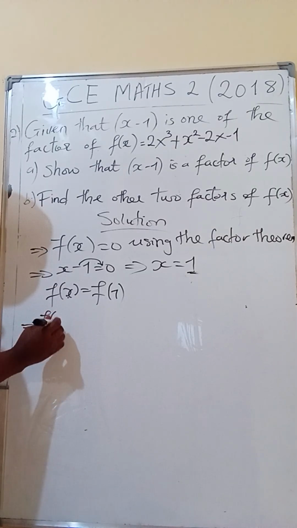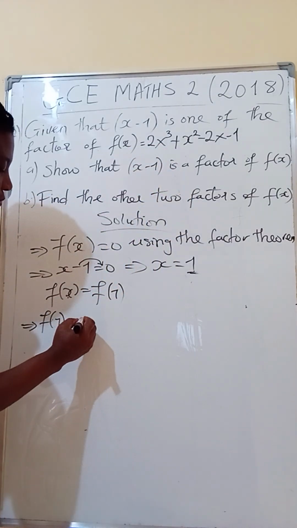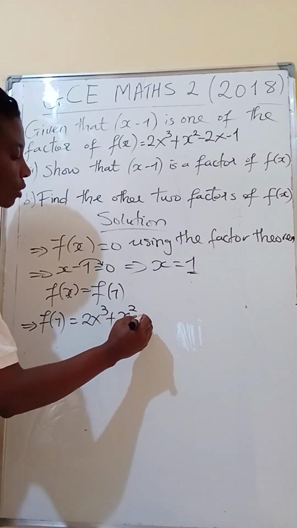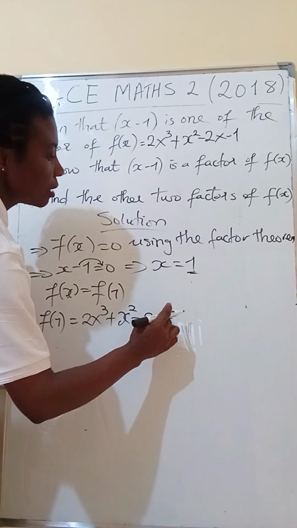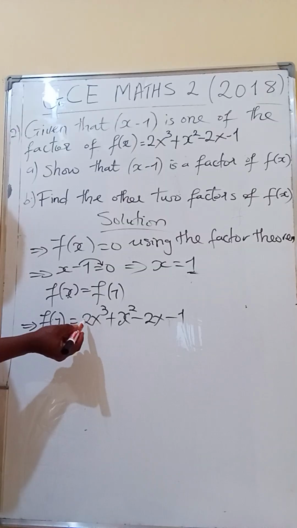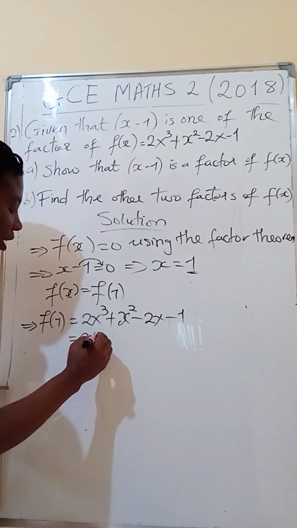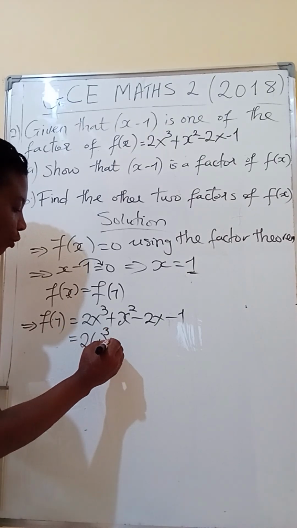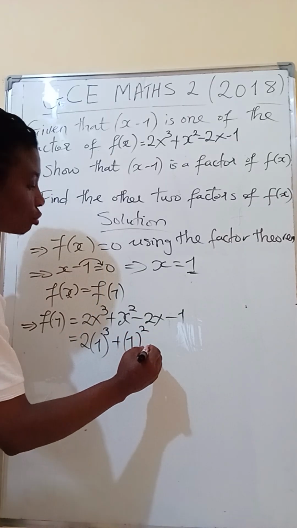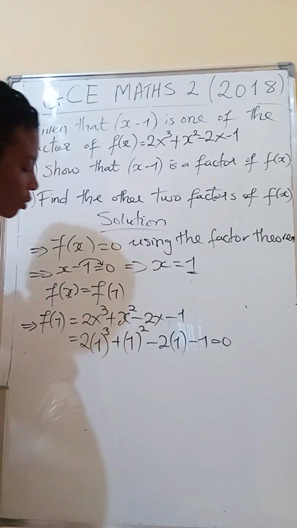So we say f of 1 here is equal to, wherever you see x from this equation, 2x cubed plus x squared minus 2x minus 1, you substitute 1. So we'll say 2 into 1 raised to the power 3, plus 1 raised to the power 2, minus 2 into 1, minus 1 equals to 0.